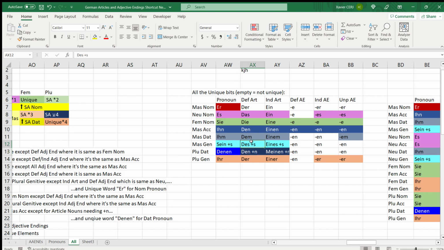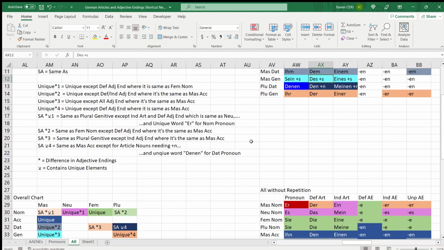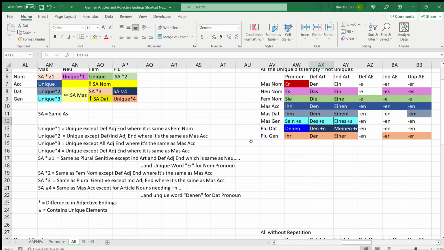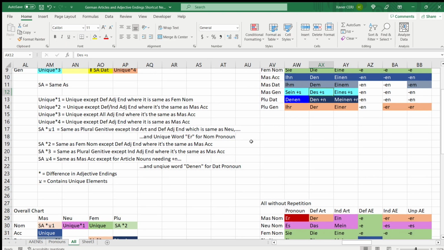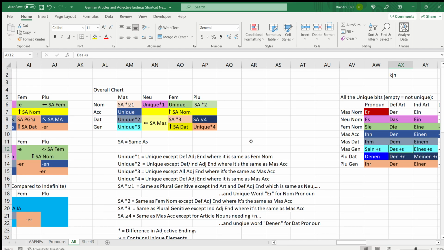Did I explain the s too? It's like das Buch des Mannes. I don't know if I explained that well, but yeah, the s is just plus s, basically. You just add an s at the end, with some exceptions. I think that's really basically it.